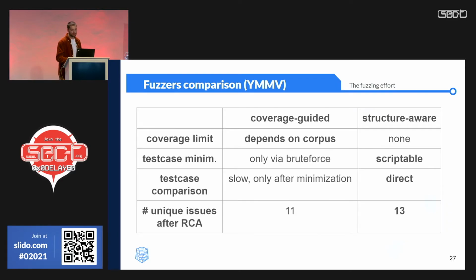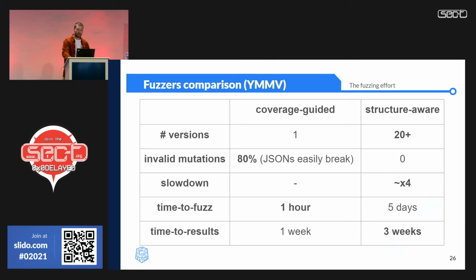Because as we can see in the next slide, I have actually found 2 additional issues by using structure-aware fuzzing. And I think this is because, as we have seen in the earlier slide, most of the mutated JSONs were broken JSONs, so they were useless, and they wasted so many CPU cycles.